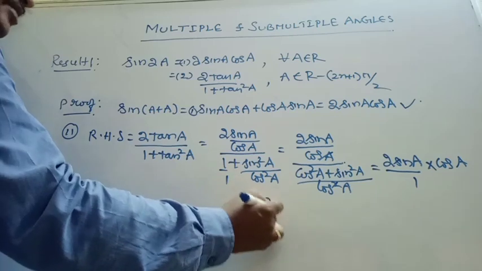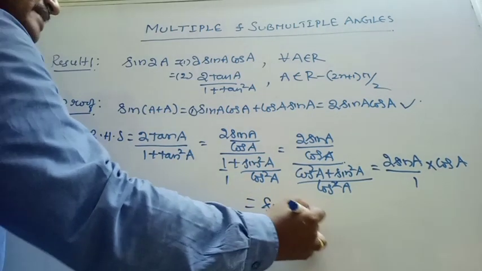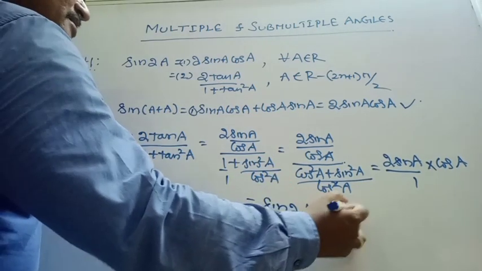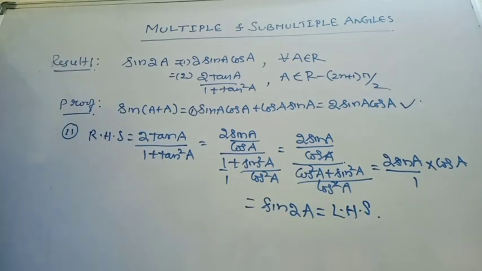That is nothing but what we have actually proved now: sin 2a. Sin 2a is nothing but the left hand side, like this. This wonderful result of sin 2a we can get.